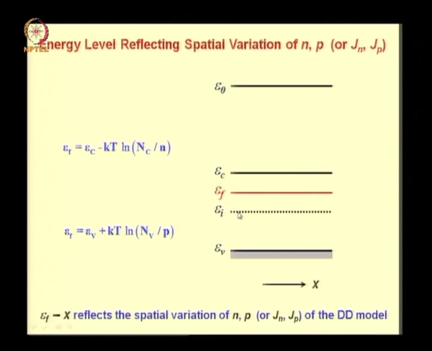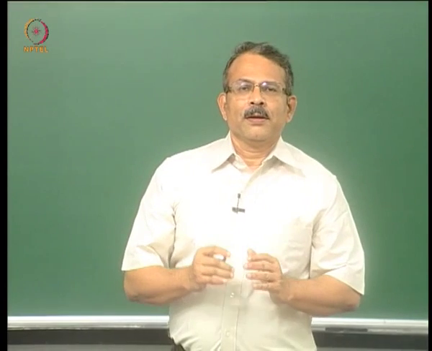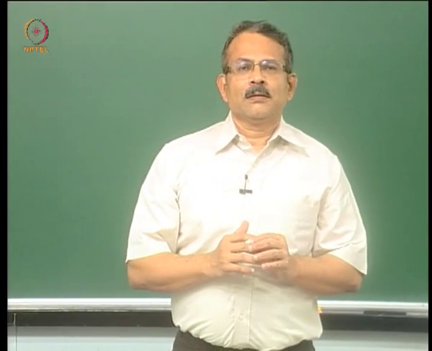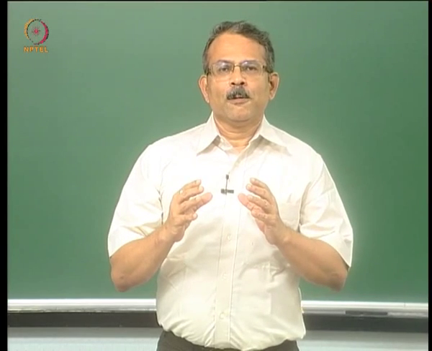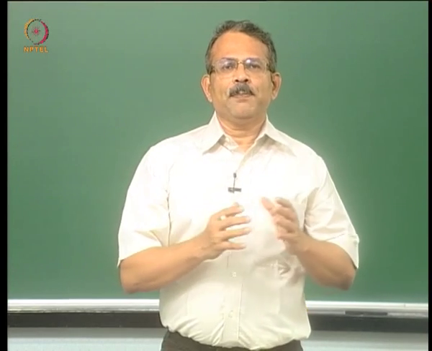We also have another energy level E suffix I. E suffix I is the energy level corresponding to the Fermi level in an intrinsic semiconductor. So you already know what is an intrinsic semiconductor. It is a semiconductor which has no doping. Now you can say, why not call it pure semiconductor?